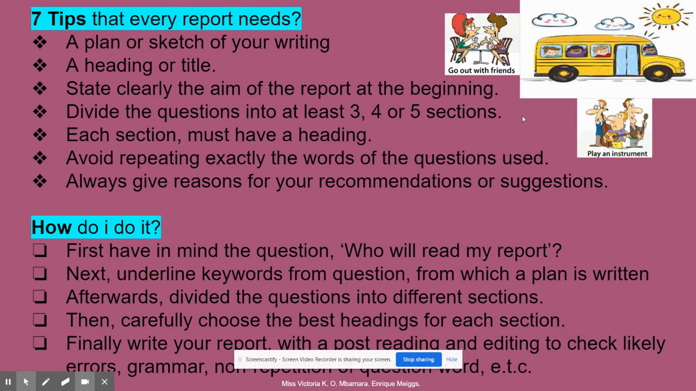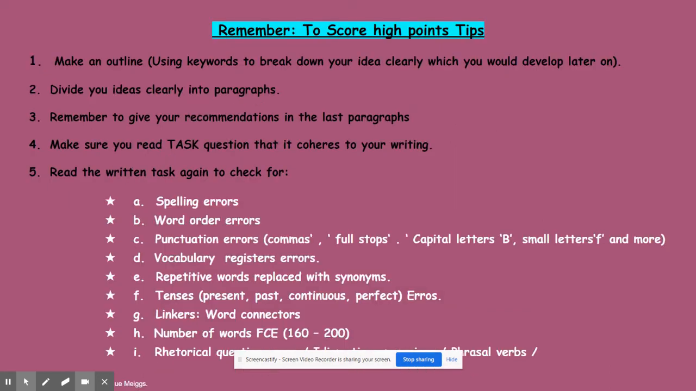How do I do these tasks? First, you have to have in mind who will read your report. Next, you underline the keywords from the question, from which you have your plan, your sketch made on the side. Then afterwards, divide the question into different sections. Carefully choose the best heading for each section in which you want to address the question. Finally, you write your report with the post-reading. You edit to check the likely errors, grammar, without repeating the question in the text.